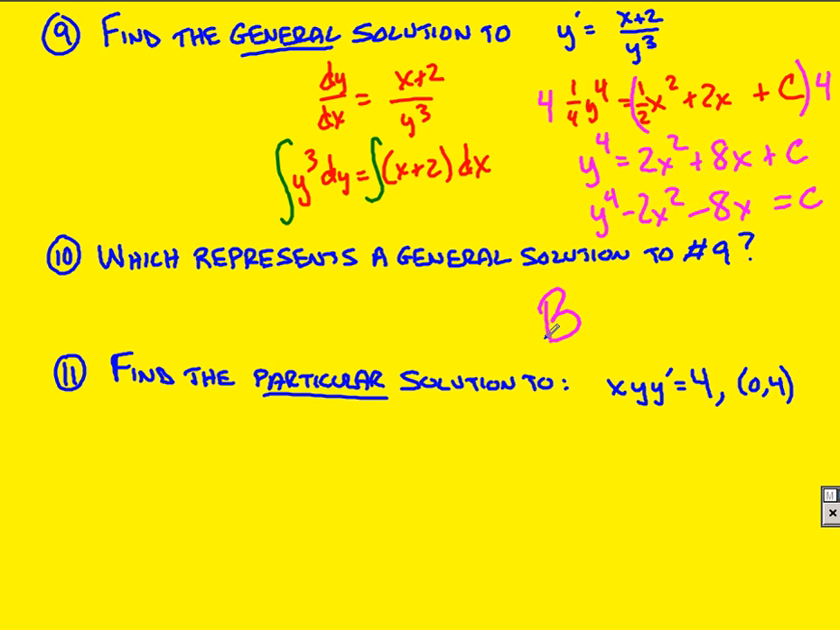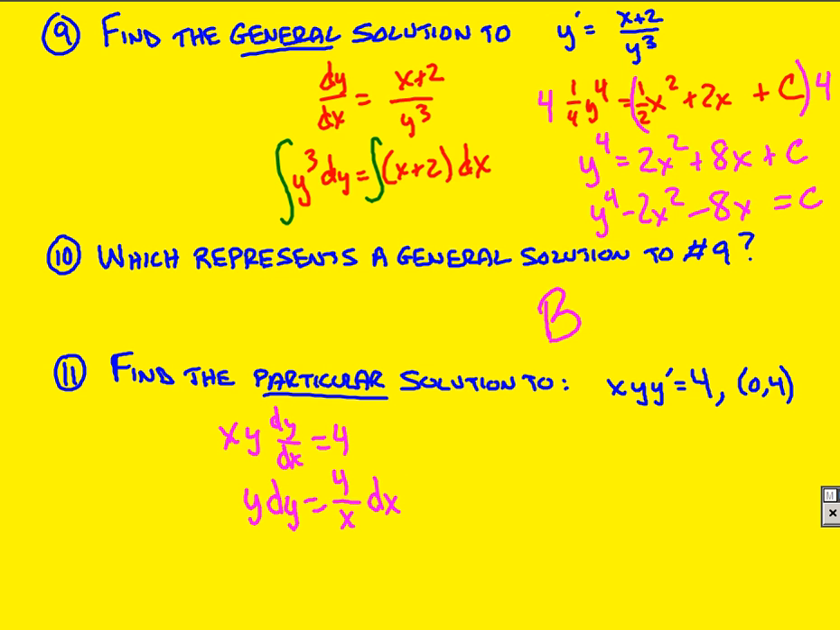All right. Number 11, finding a particular solution this time. We start the same way. We have xy dy dx is equal to 4. I'm going to get the x over to the other side and bring dx over there with it. So we'll have y dy equals 4 divided by x times dx.